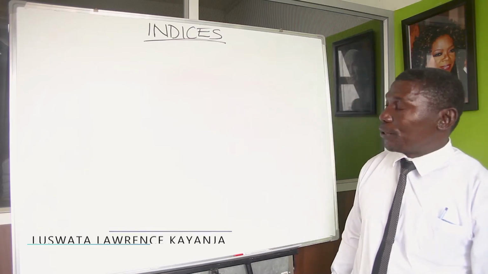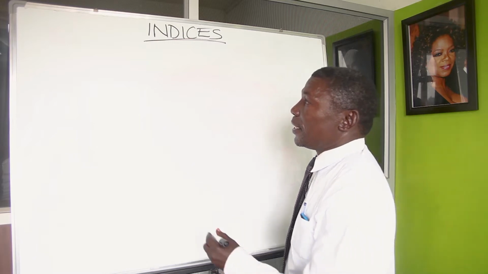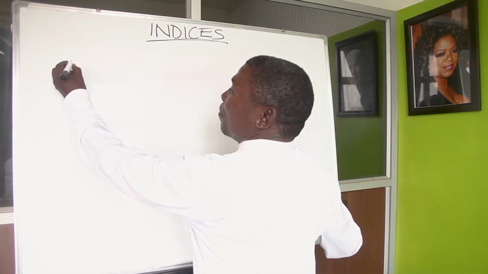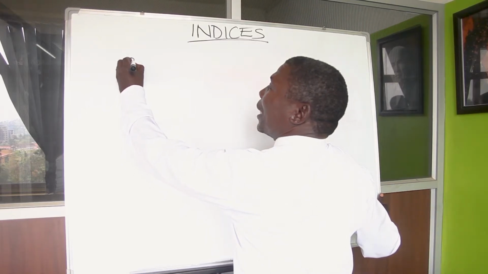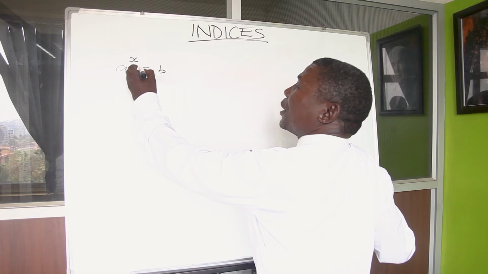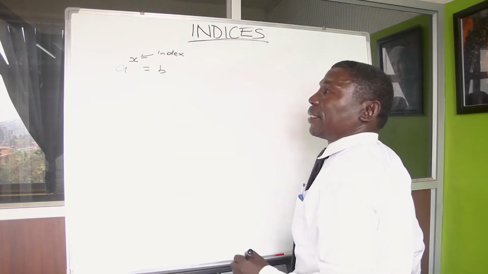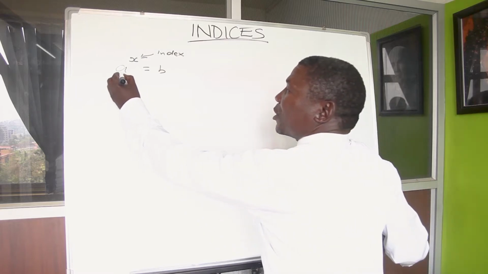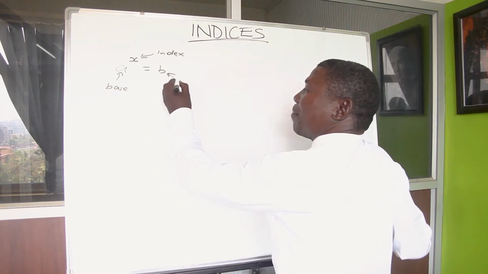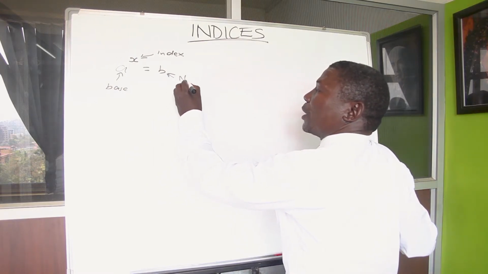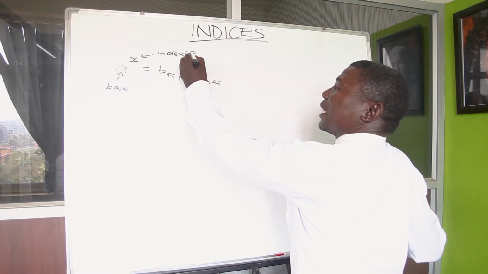Our topic today is indices. Indices are simply powers. For example, if I have a power x equal to b, this x is an index. This one is called the base. This one is called the number. This one, the power, is an index.